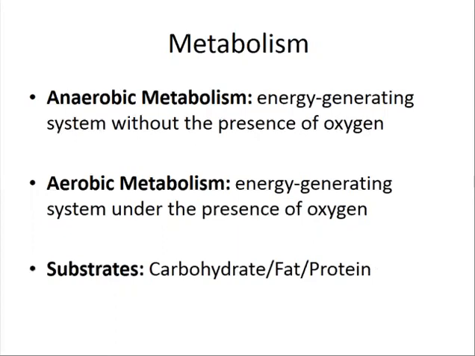So metabolism in the body can be divided into two categories: anaerobic metabolism and aerobic metabolism. Anaerobic metabolism is an energy generating system without the presence of oxygen. Oxygen-independent metabolism is used because it typically takes longer to generate force via aerobic pathways. In these cases, anaerobic metabolism is used to generate ATP quickly until aerobic systems kick in.